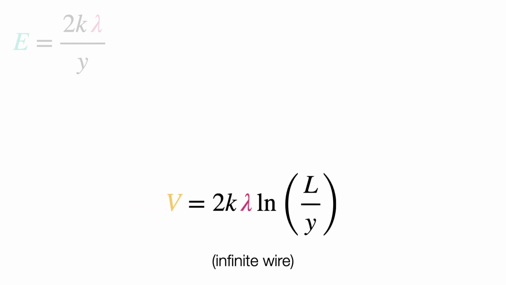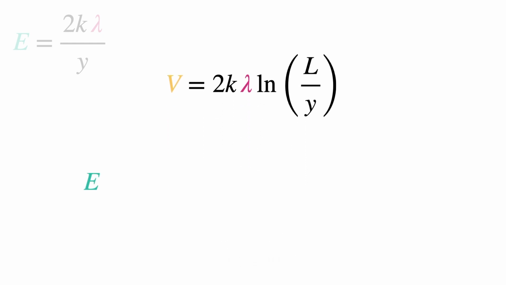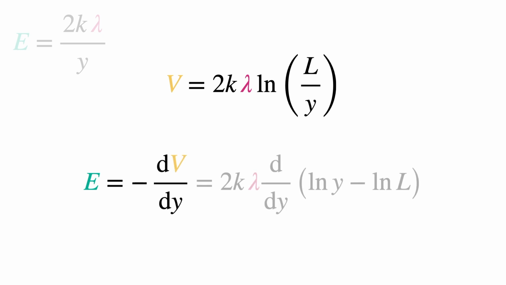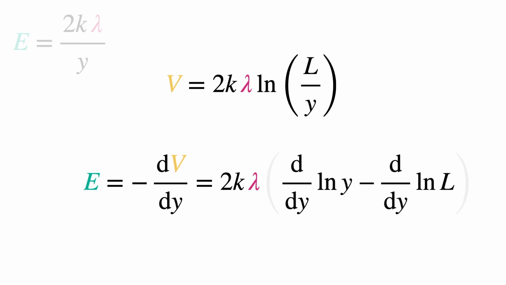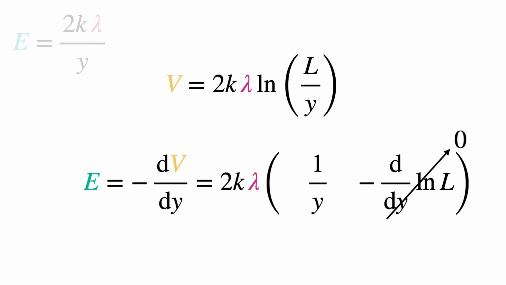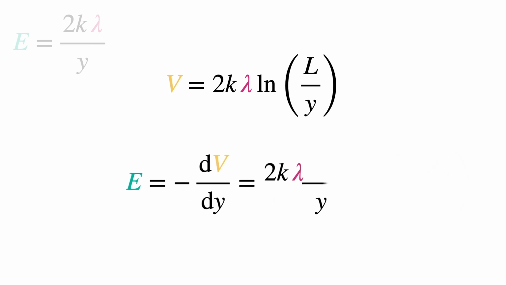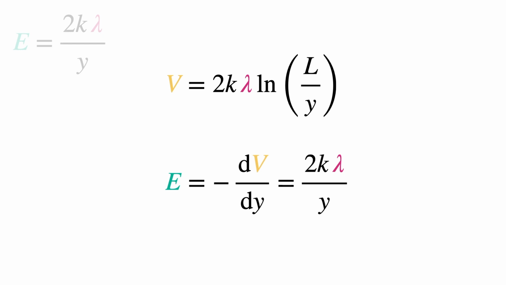This seems like progress. What have we done though? Let's take the gradient and see. Since our problem is effectively one-dimensional, the gradient is just the derivative with respect to y. The first term just gives 1 over y, and the derivative of a constant is 0. There we go. We found a function whose negative gradient is the electric field.